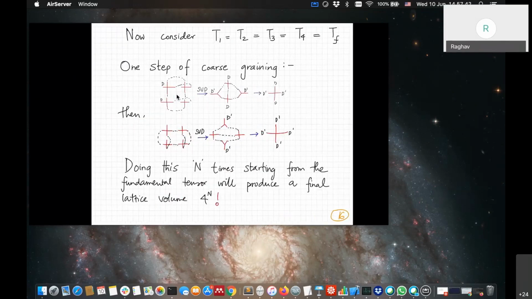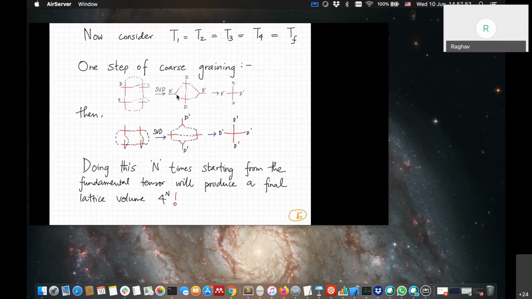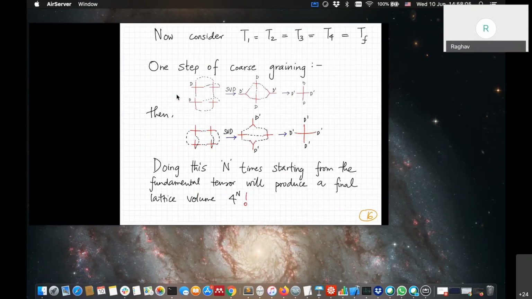We have four legs remaining, right? So left, right, up, left. So one, two, three, four. Once we have those four legs remaining, we take two tensors, two fundamental tensors like this and this, and then we do SVD.